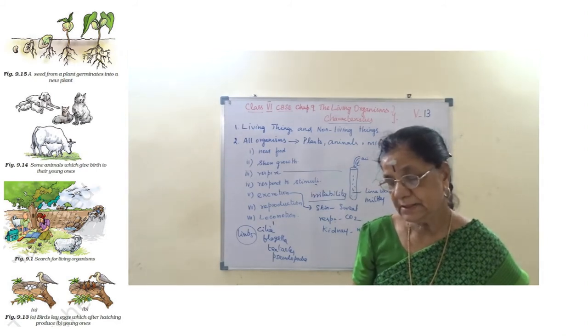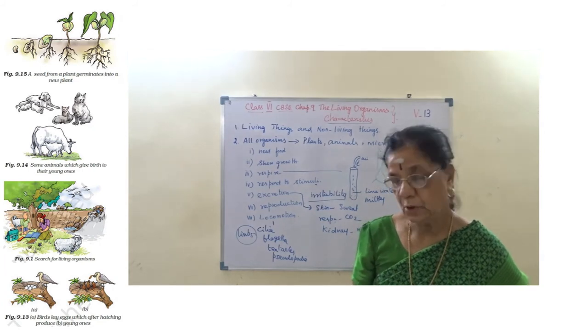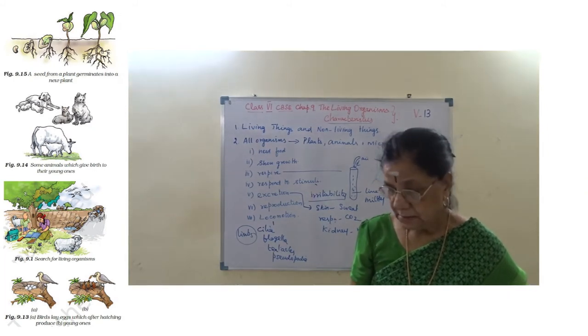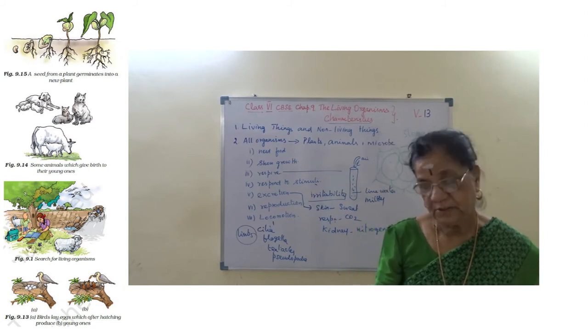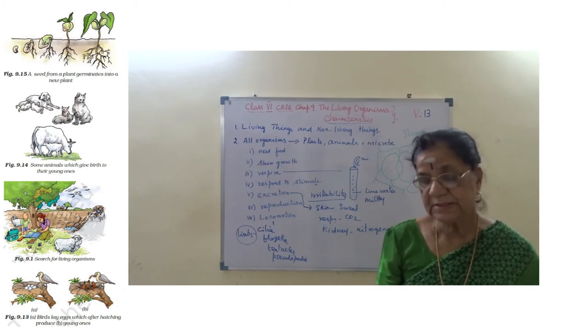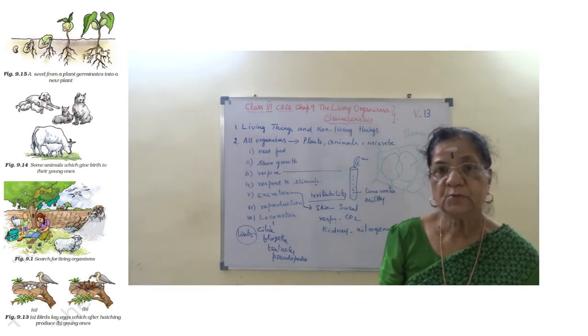Then we learned that in sunlight, plants use carbon dioxide to produce food and give us oxygen. This process is photosynthesis. The amount of oxygen produced in the process of food preparation is much more than the oxygen they use in respiration. So respiration in plants takes place both day and night. I hope you are able to follow this.